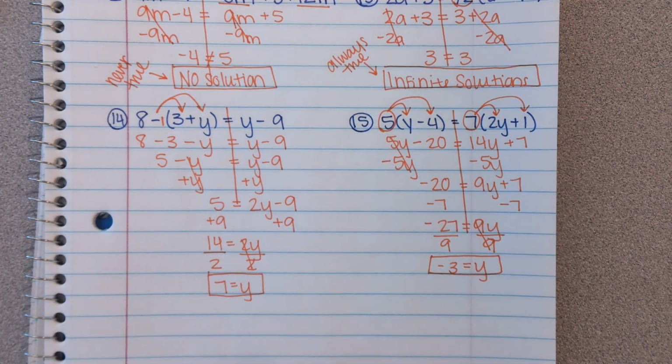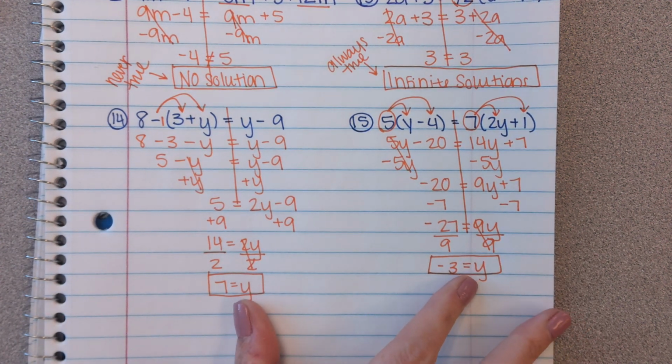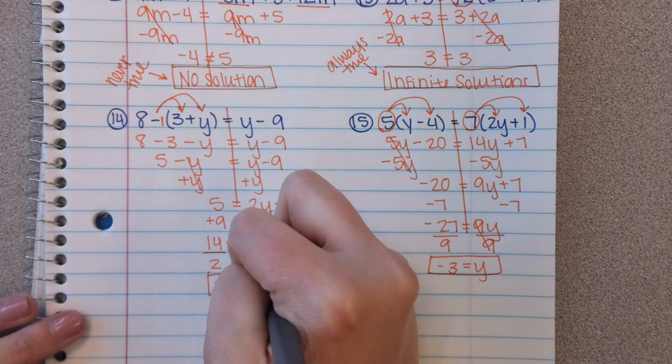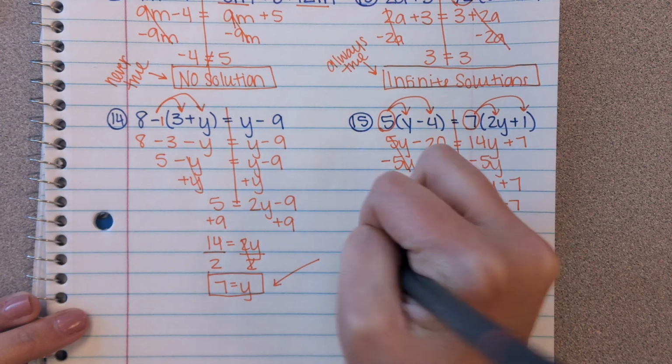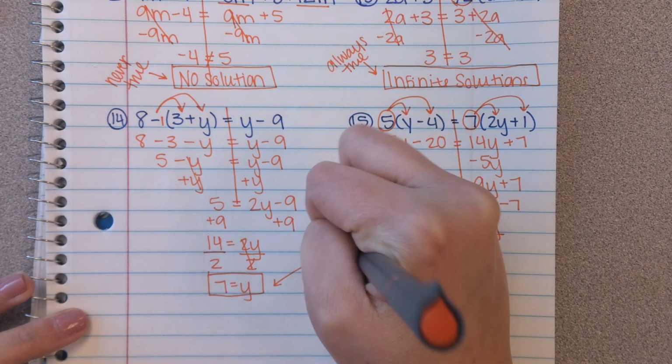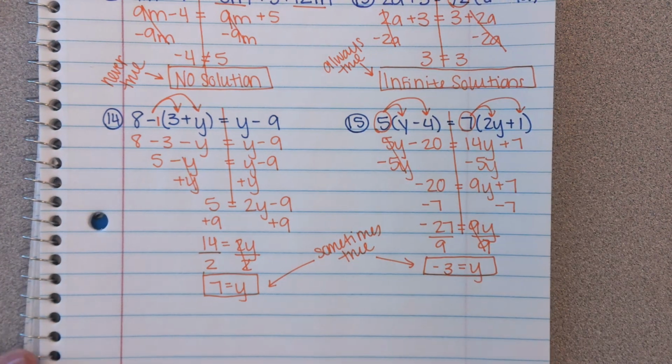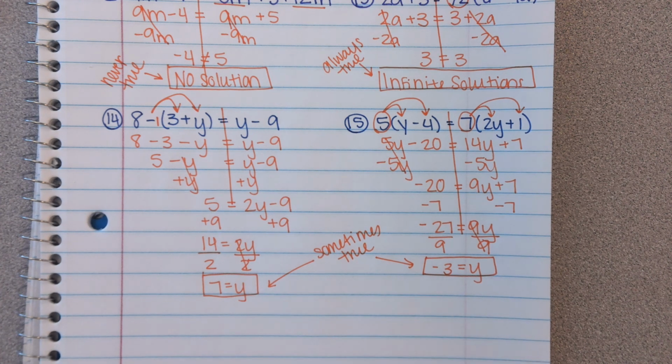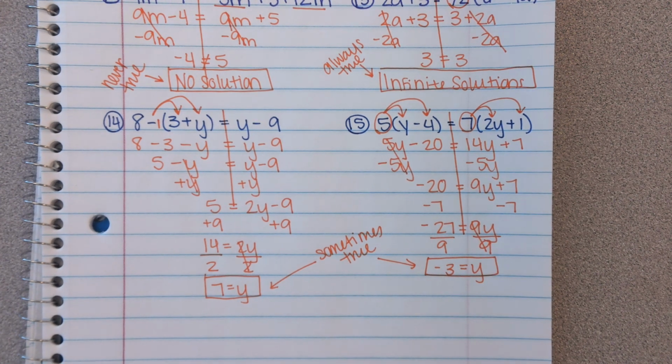So both of these are sometimes true. So if you want to make a note, just like we did on those others, those are sometimes true because you have to use the right number for it to work. Okay, so I know we've done a lot of examples, but it's important that you know how to solve all the different types of equations.